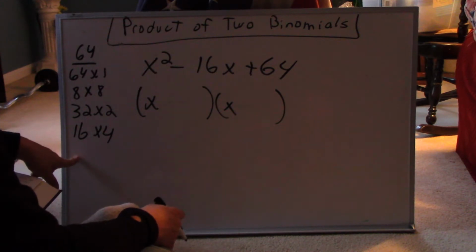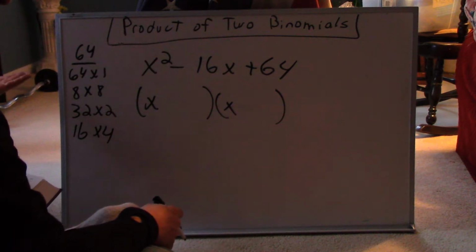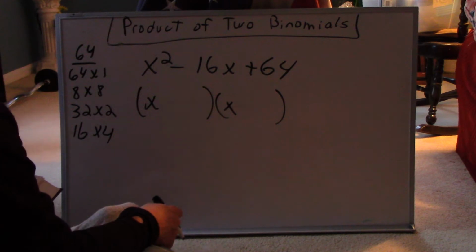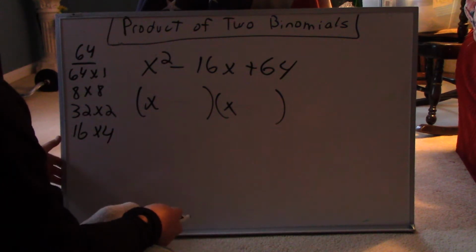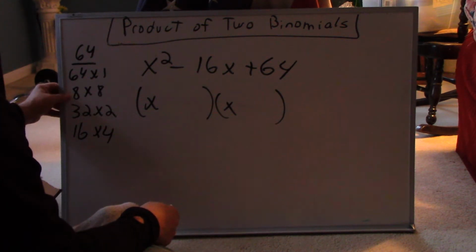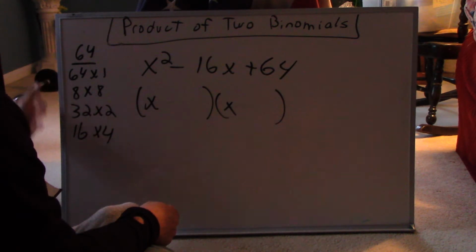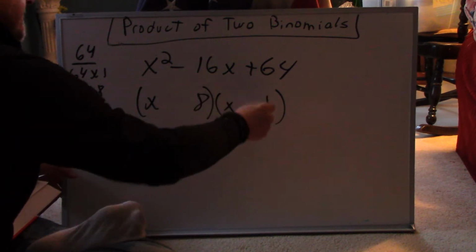That's the easy way to do it if you can't think of it in your head. Because, you know, we all get tired. We have bad days. Just write it out. And then we decide. So I'm going to go with 8 and 8, because 8 and 8 is 16.